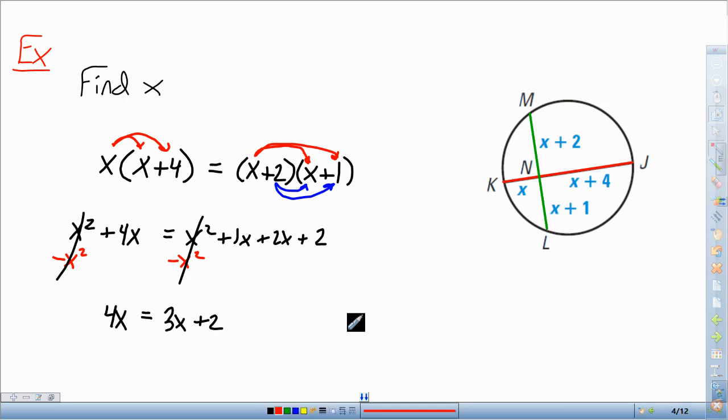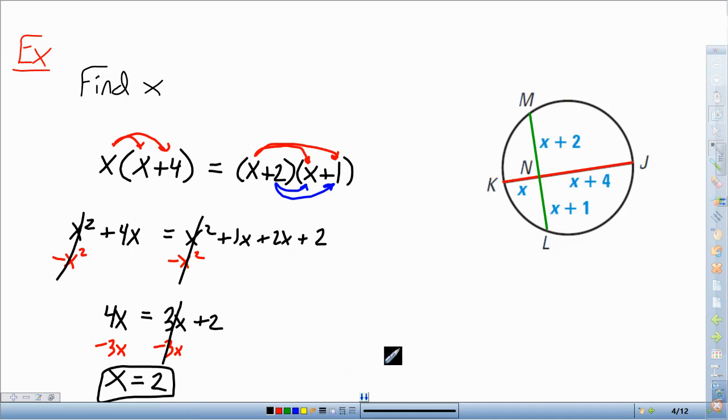Now, fairly simple problem. I still have x's on both sides. I'm going to worry about that first. I'm going to bring the 3x over to the left, so I'm going to subtract the 3x from both sides. 4x minus 3x gives me 1x, or x. On the right, I just have 2. And there it is, x equals 2.